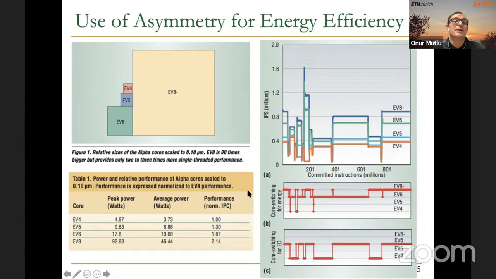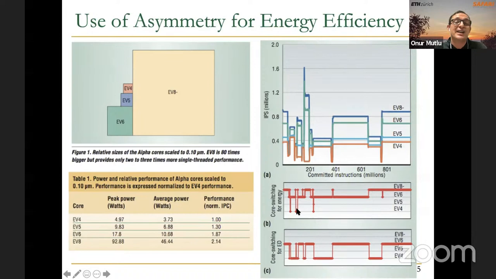It could be done at the operating system level. It could be done at the runtime system level. It could be done at the application level potentially, right? And basically you switch such that you pick the best core for energy. And you can see that in most cases it's EV6. In some cases it's EV8. In rare cases it's EV4.